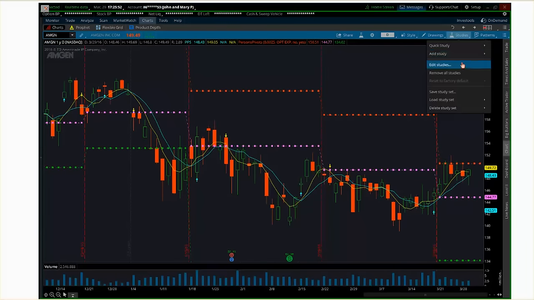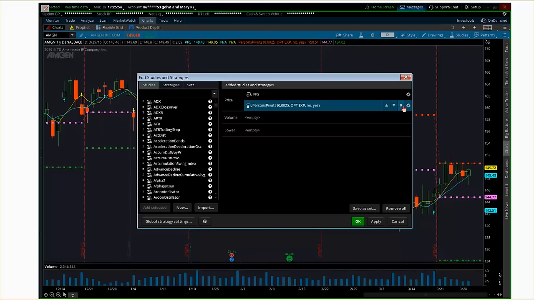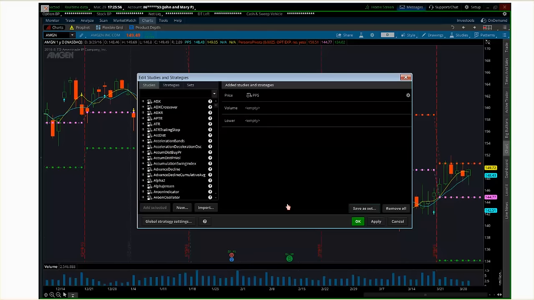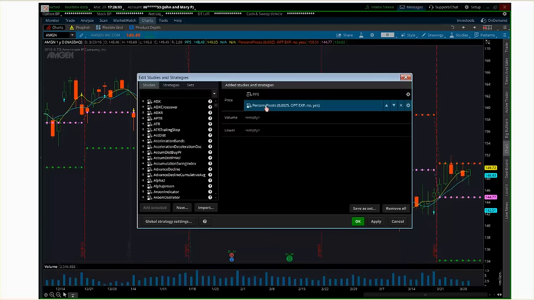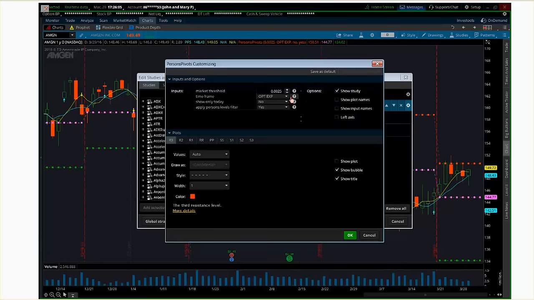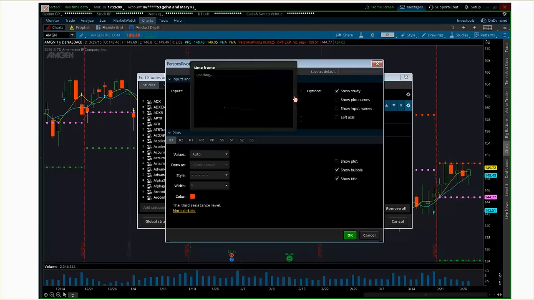Let's go back and study, edit the study, and let's now get rid of that. I'm just going to do it real easy. Study, oops, I messed up. Edit the study, excuse me. Go to the wheel, change this from time frame right here, option expiration. Uh-oh. Wrong click.